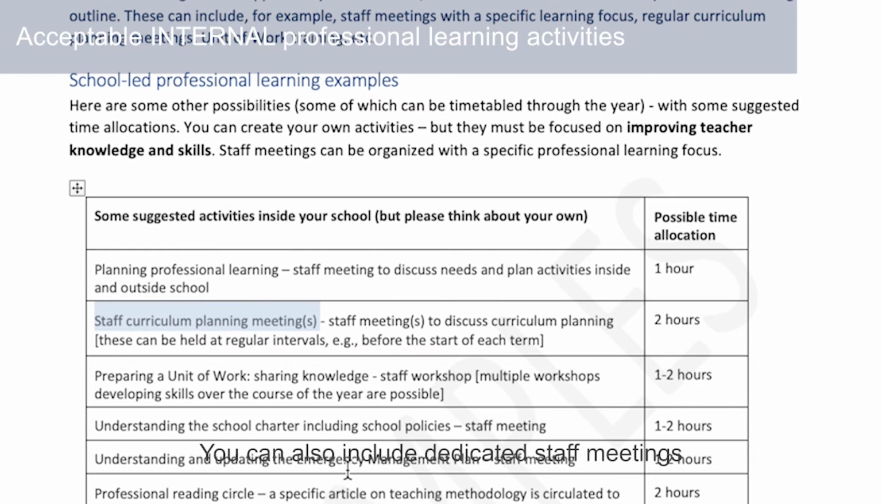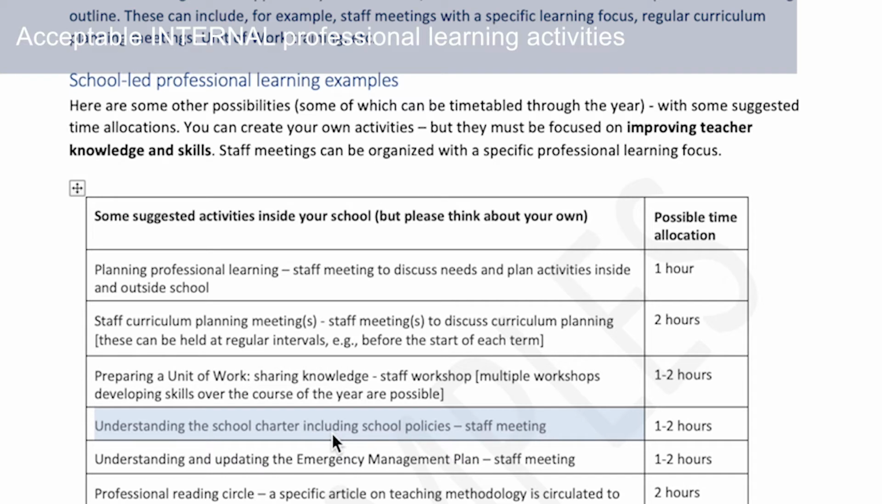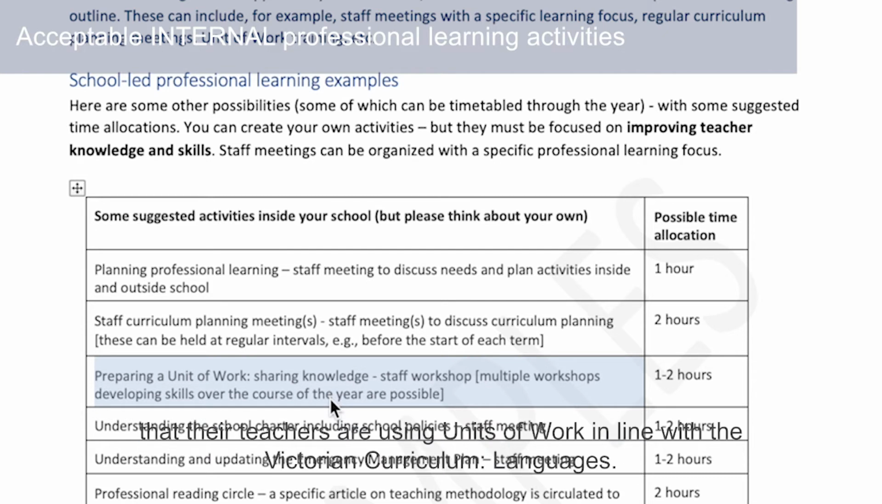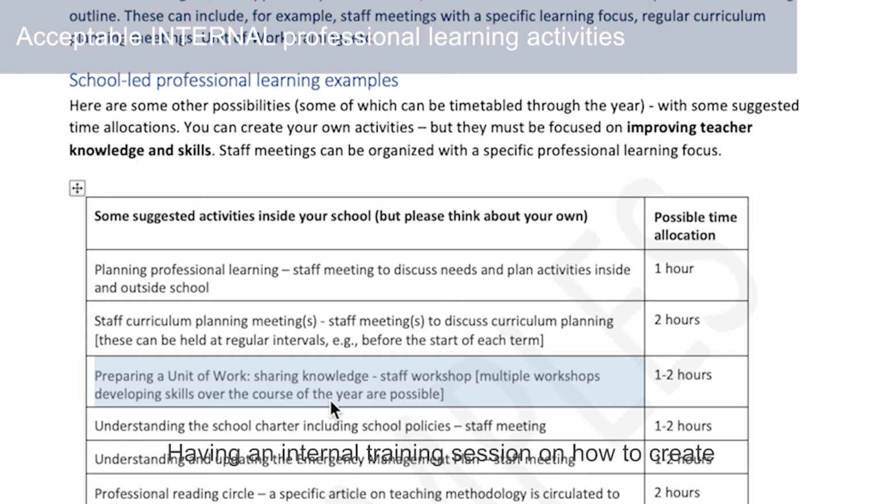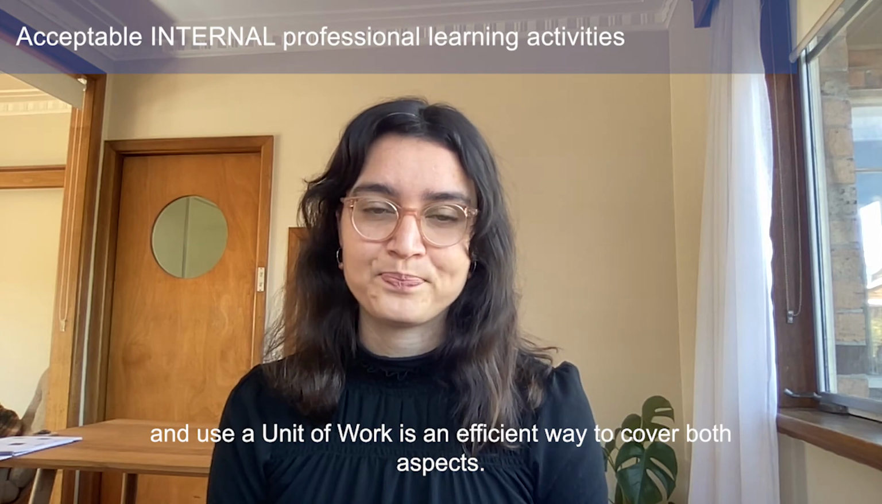You can also include dedicated staff meetings to go through the staff emergency management plan or the school charter and school policies. You can also include internal unit of work training. As part of accreditation, schools also need to demonstrate that their teachers are using units of work in line with the Victorian curriculum languages. Having an internal training session on how to create and use a unit of work is an efficient way to cover both aspects.